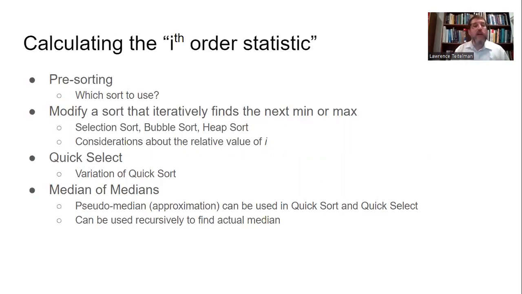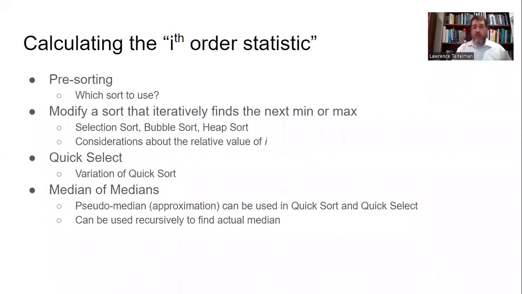All right, I have a note here. It says considerations about the relative value of i. Why? If I want to find i equals 1, the minimum, I'm going to code my selection sort or my bubble sort or my heap sort to use a min heap, so that I get the smallest first. If I need the last, or the second to last, or the third to last, I'm going to use a max heap. I'm going to use a selection sort that finds the maxes. So you have to pay attention to what the i is. If the i is closer to 1, you're going to code it one way. If the i is closer to the other end, you're going to code it the other way. So you have to be mindful of that.